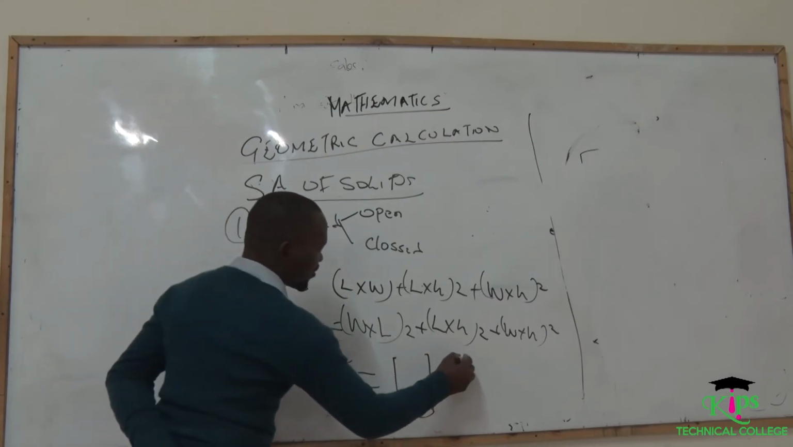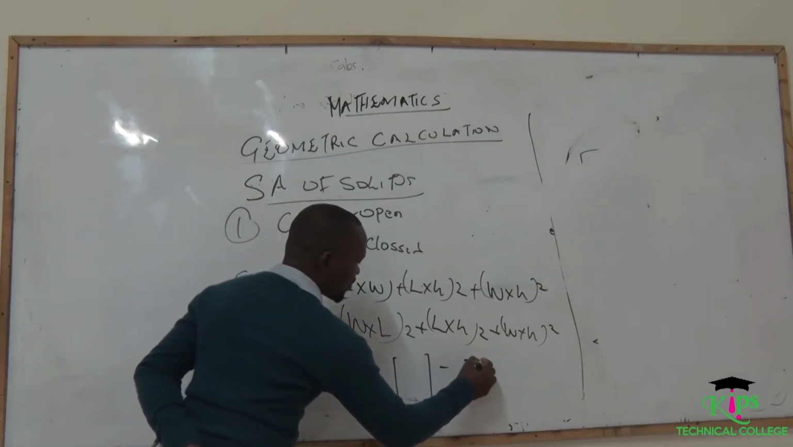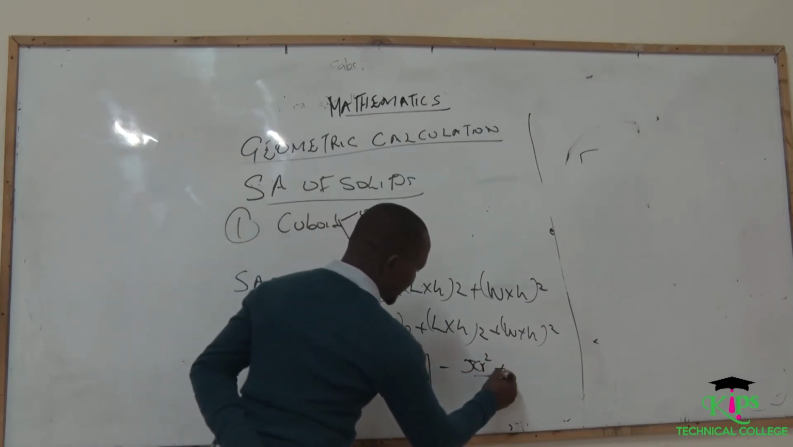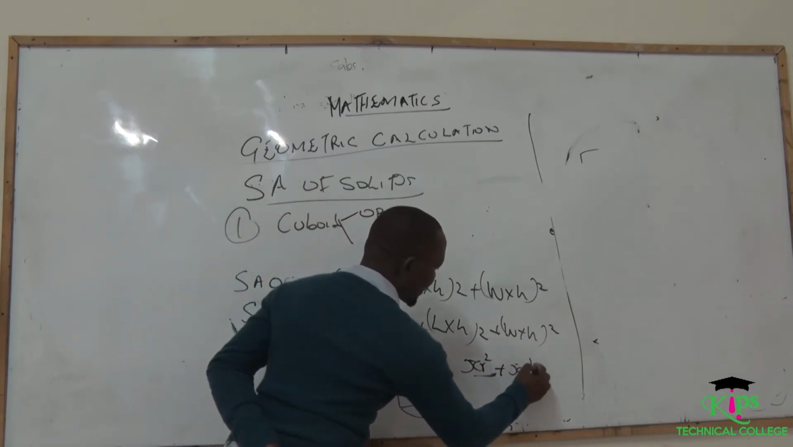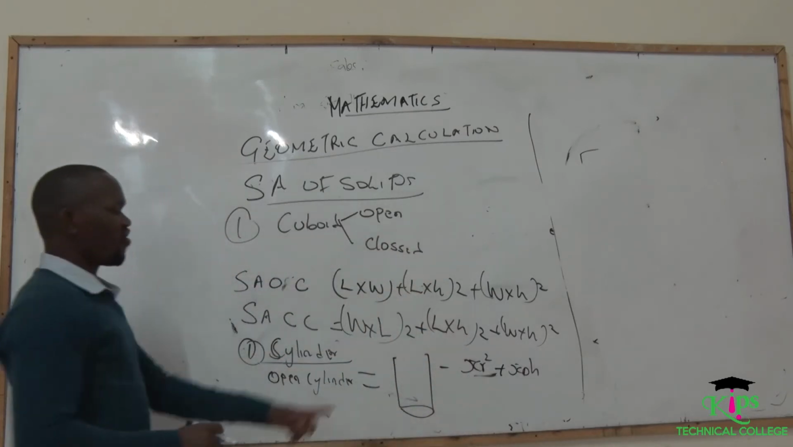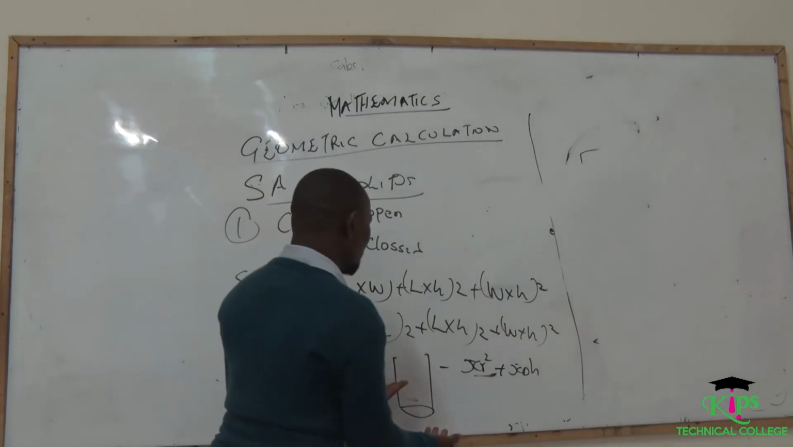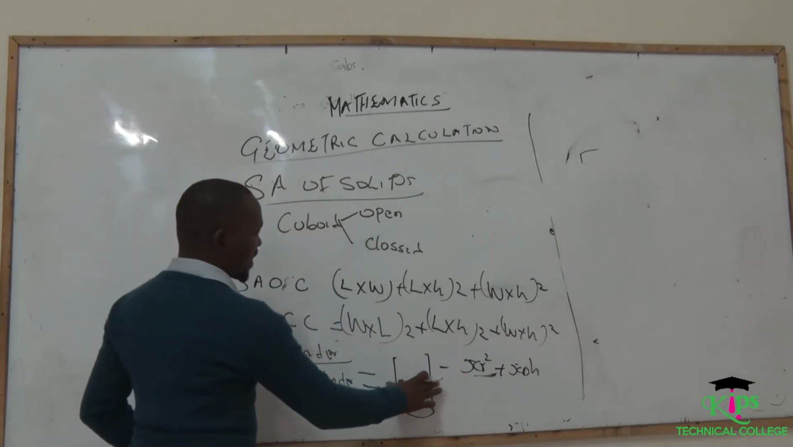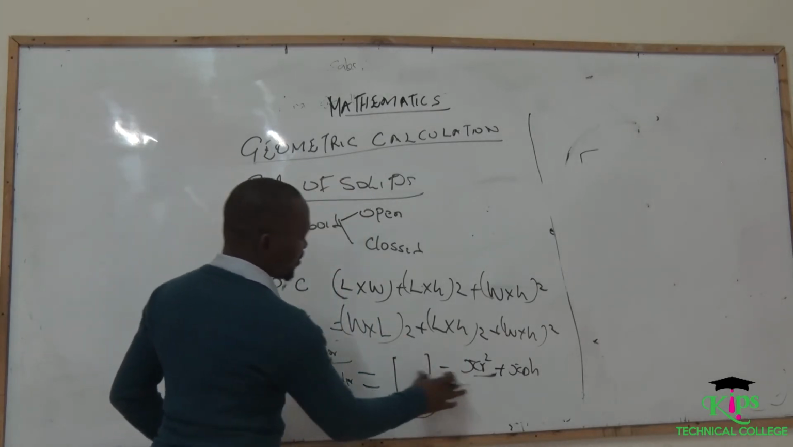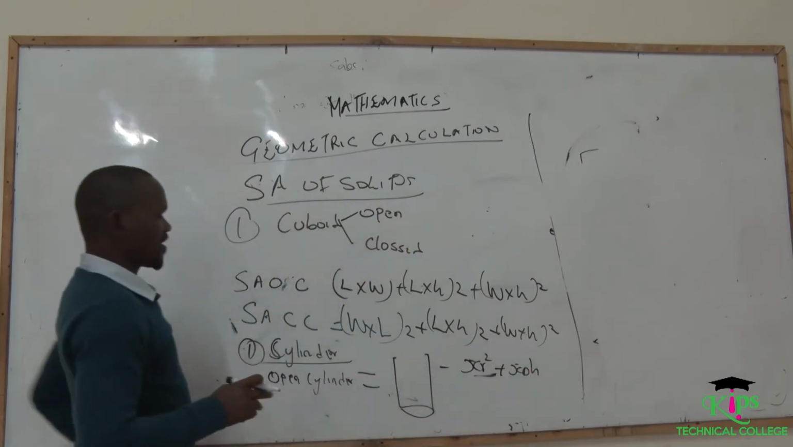This will give us pi r squared plus pi dh. The curved surface area of a pipe is given as pi dh. So since this is the cross-sectional area, and the curved area is that of a pipe, we'll have to get the pi dh.